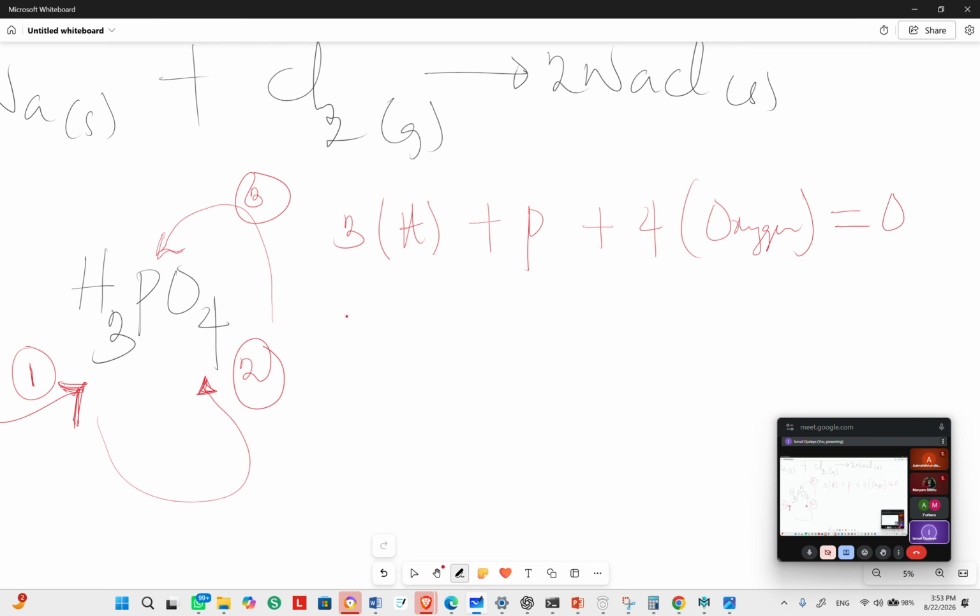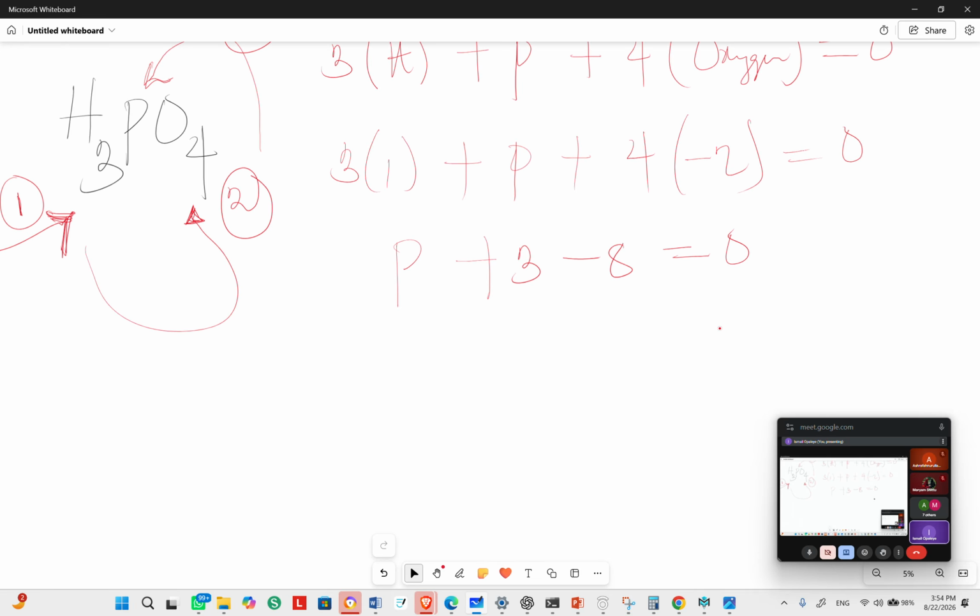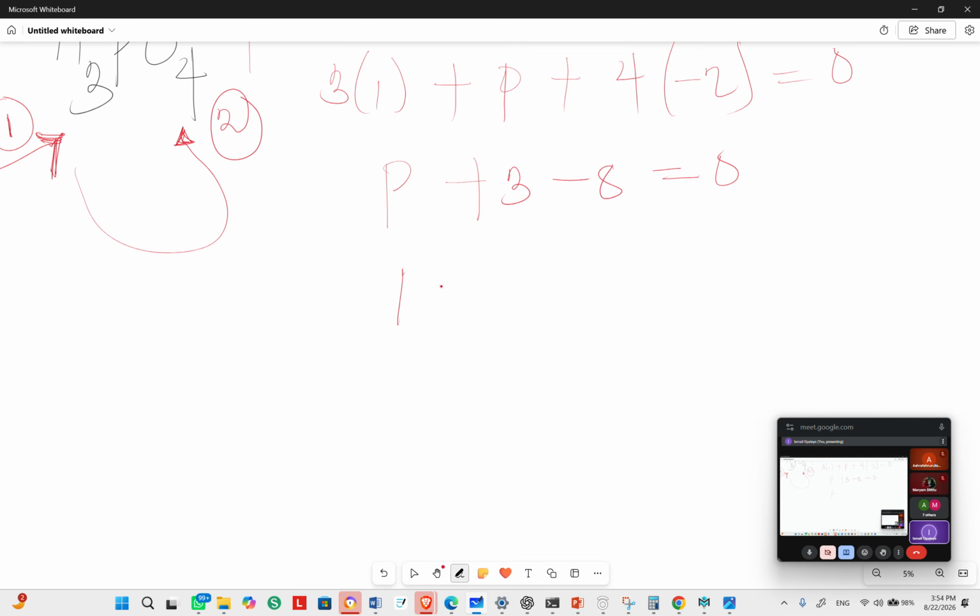Now, writing each of the oxidation numbers. For hydrogen, that is 1, plus phosphorus, plus for oxygen, that is 4 into brackets negative 2, equals 0. So that you can have P plus 3 minus 8 equals 0. And then at the end of the day, you have P equals 5. Have it together.